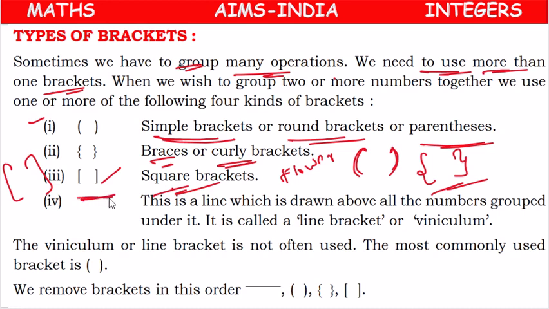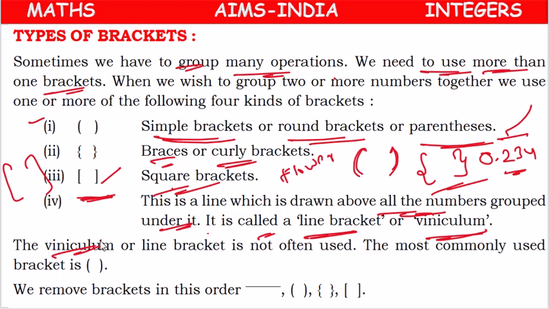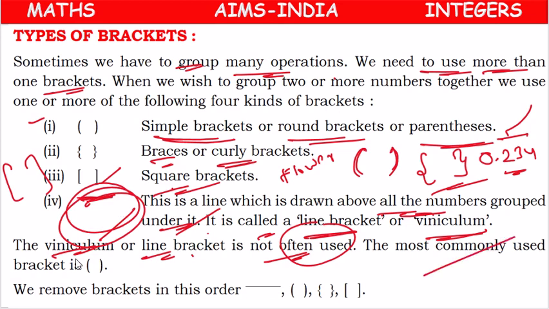Or sometimes a line is drawn above all the numbers grouped under it, and it is called line break or vinculum. Sometimes 0.234 bar, this part, this 234, the bar is indicated here. This vinculum or line bracket is not often used. This last type is not often used. The most commonly used bracket is the round bracket or simple bracket.